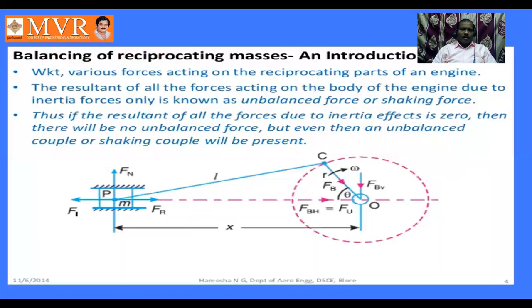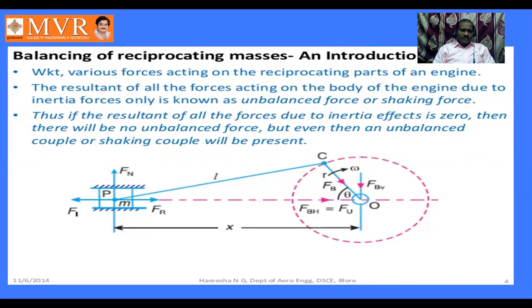The resultant of all the forces acting on your body. If a number of forces are acting on a body, due to those forces we are going to get one resultant. The resultant should be zero. If the resultant is not zero, then it is going to be called an unbalanced force. That means whatever the forces that are going to act, one may be nullified with some other, but at last if a resultant is there, a certain value is there, that value is going to be called an unbalanced force or a shaking force.